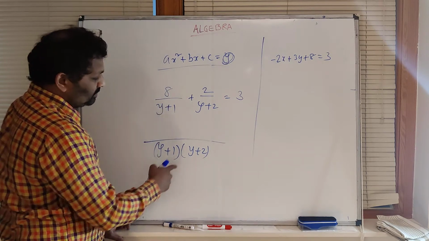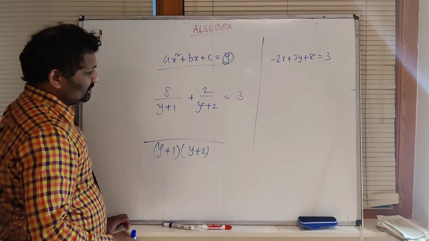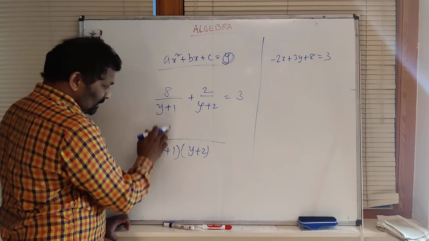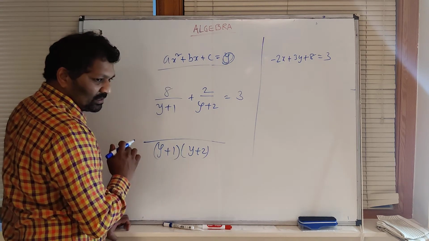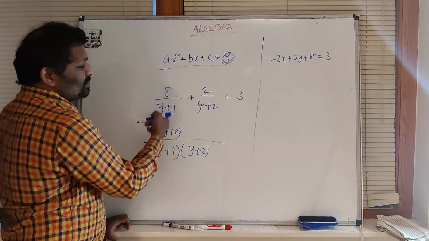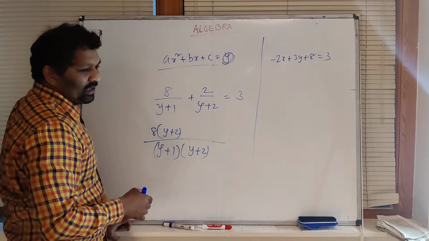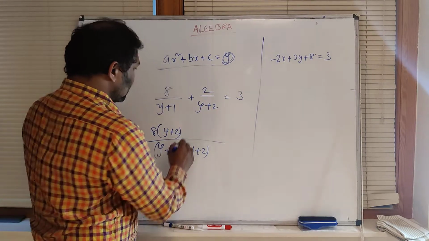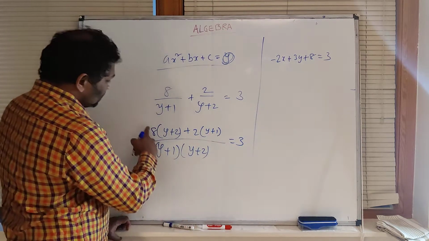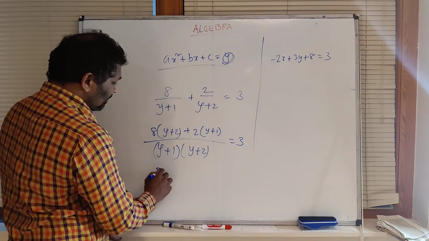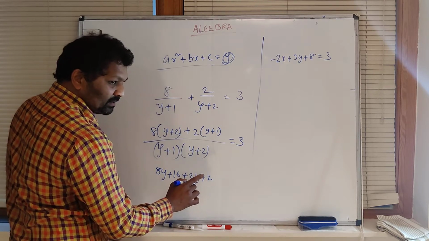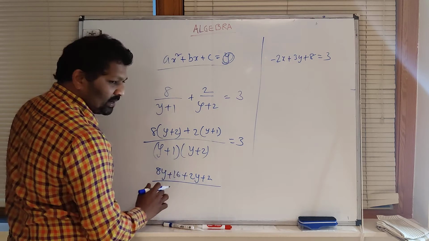Sorry, where is x here? Instead of x, I put y. Don't confuse this. Y plus 1 goes in y plus 2 times. Okay, 8 into y plus 2, plus 2 into y plus 1, is equal to 3. So when you simplify this numerator, you will get 8y plus 16 plus 2y plus 2, isn't it? What do you get if you simplify this one?